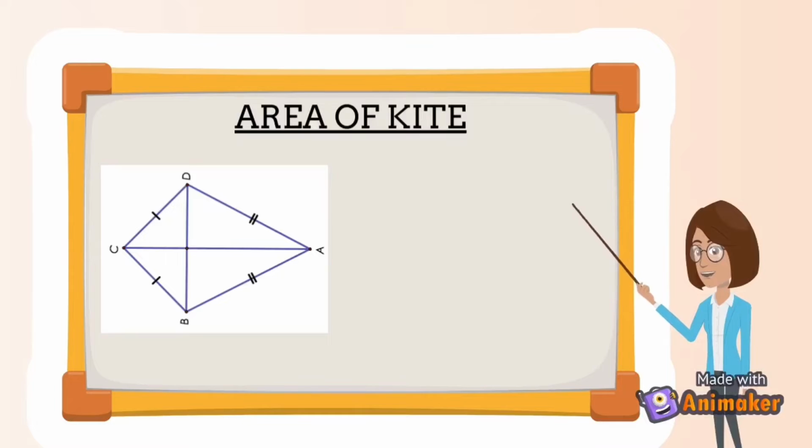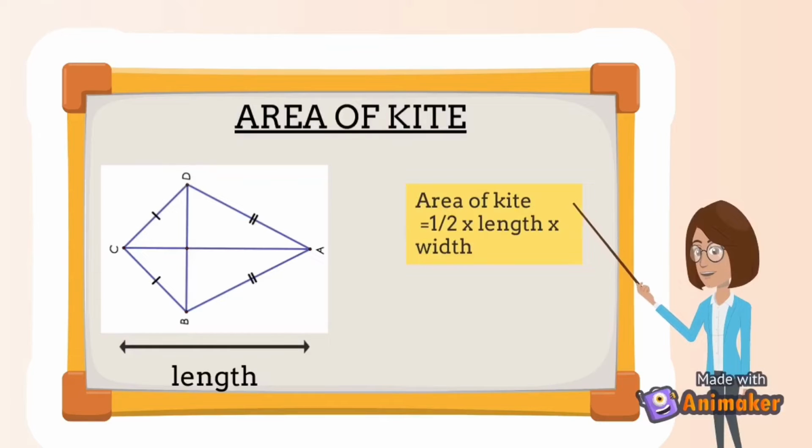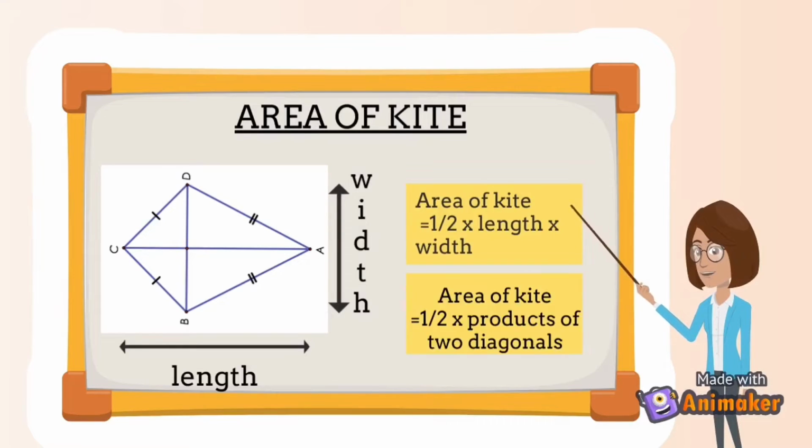To find the area of this kite, the formula is 1/2 times length times width. Diagonal AC represents the length and diagonal BD is referred to as the width. So, the formula for the area of a kite is 1/2 times the product of the two diagonals.